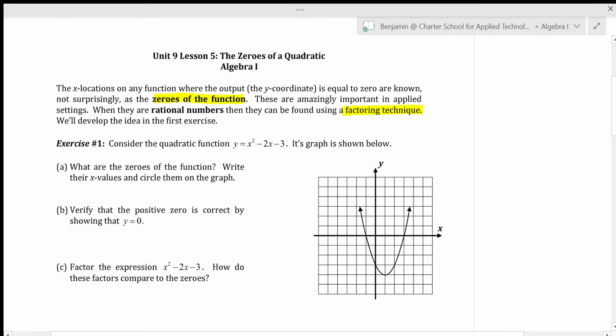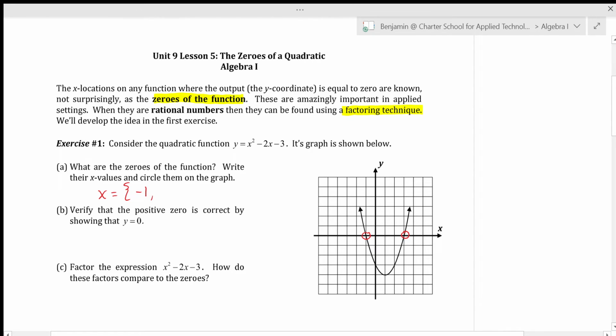What are the zeros of the function? Write the x values and circle them on the graph. So what I do is select to circle them, and it also tells me to write what the x values are. Where are they located on the x-axis? You have to start from the origin and just count. The first one is left 1, so my x value is going to be -1.